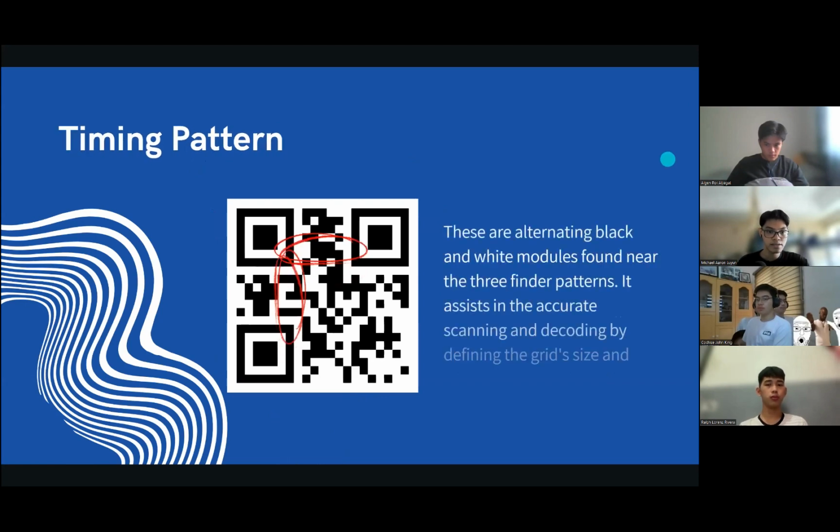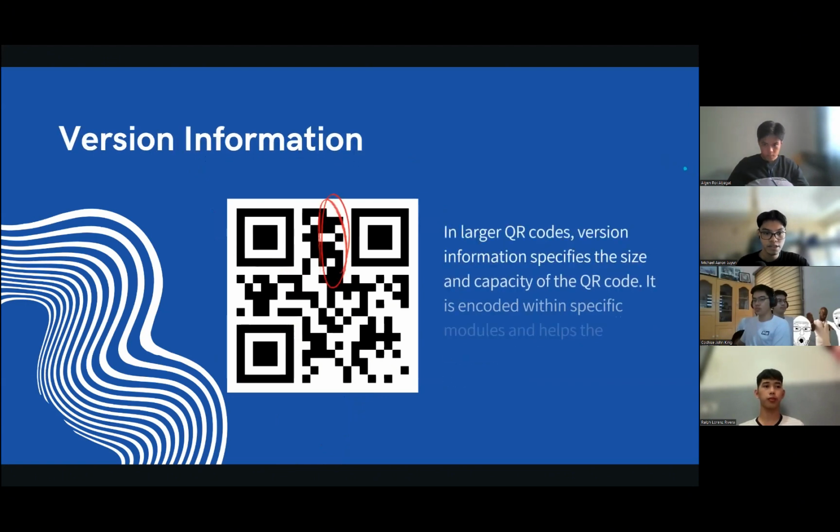Next, we have the timing pattern. These are alternating black and white modules found near the three finder patterns. Timing patterns can assist in the accurate scanning and decoding of the QR code by defining the grid size and orientation. Next, we have the version information.